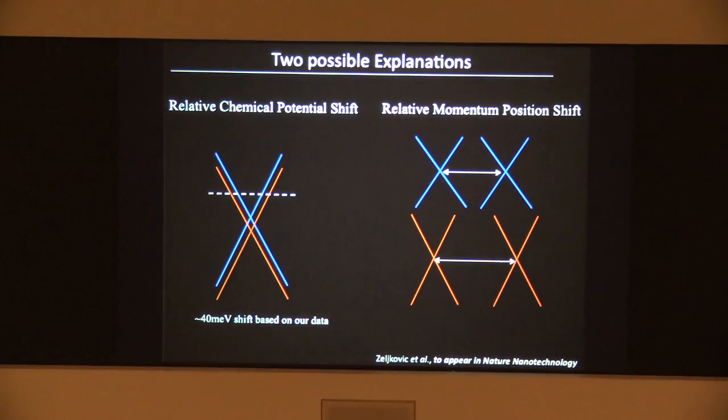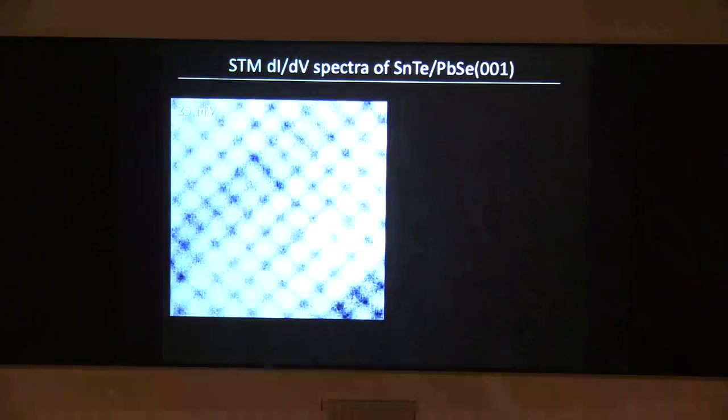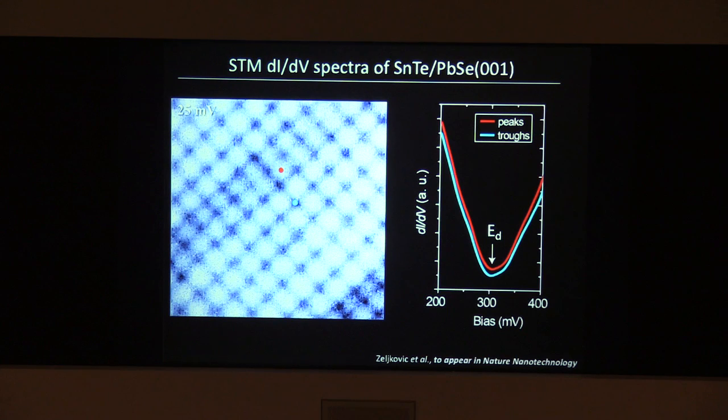Okay, so here are the two scenarios. There's a relative momentum space shift of the Dirac nodes, which is very cool, because if this is large enough, this can give you pseudomagnetic fields and flat bands and topological superconductivity and so on. Or there's just an energy shift, which is a potential energy shift, which is interesting, but not as interesting as this. So we can actually tell that there's no potential energy shift.